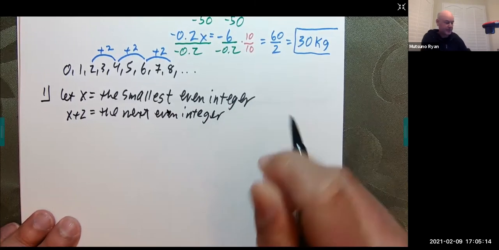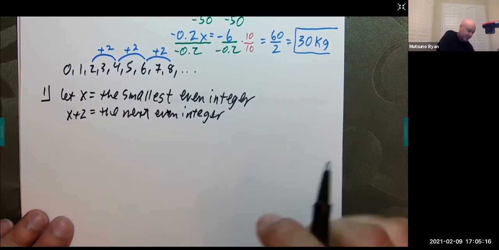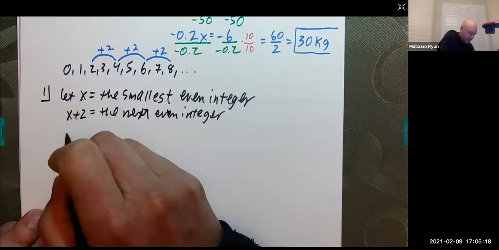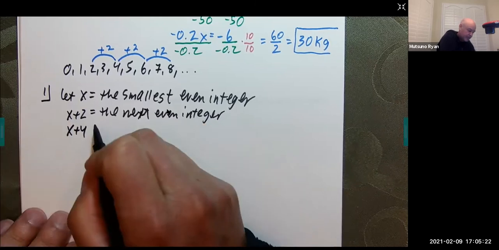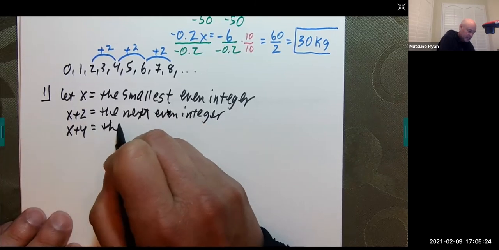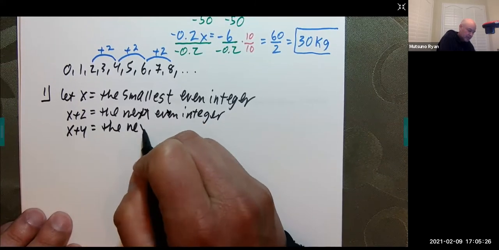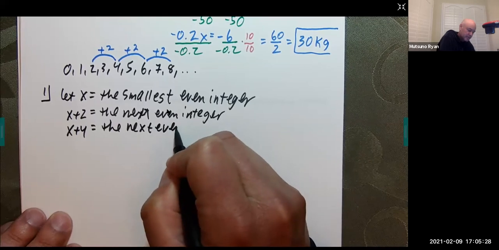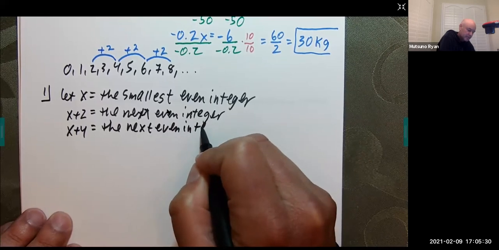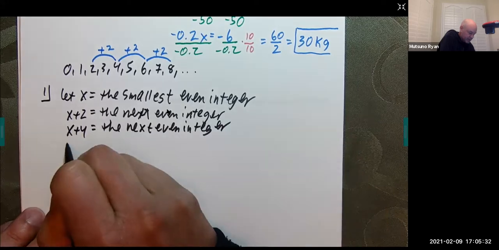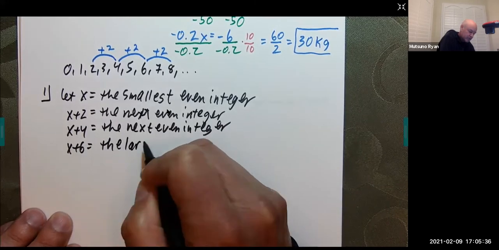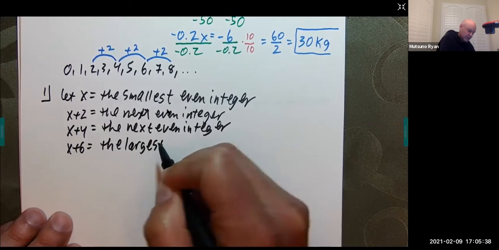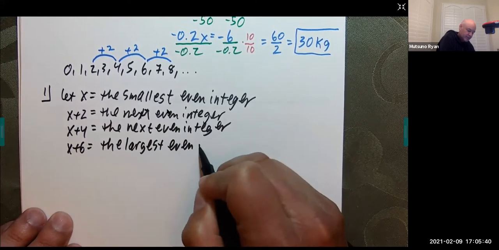Right, I have to add 2 to get to the next one. Now the next one will be x plus 4, right? That's 2 more than this one. Then x plus 6 will be the largest even integer.